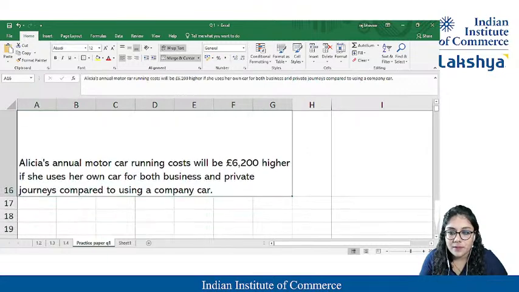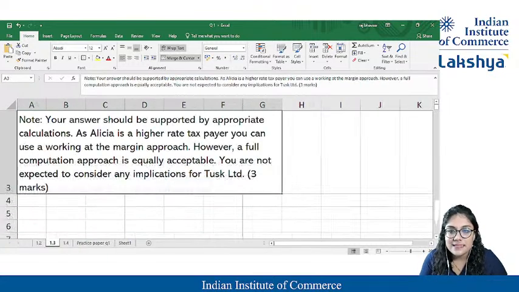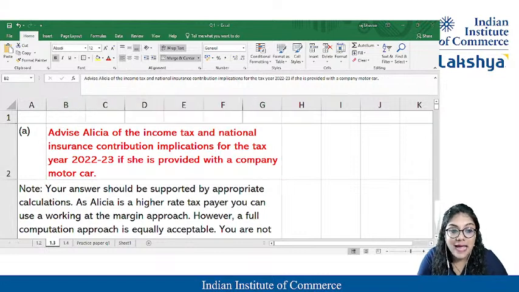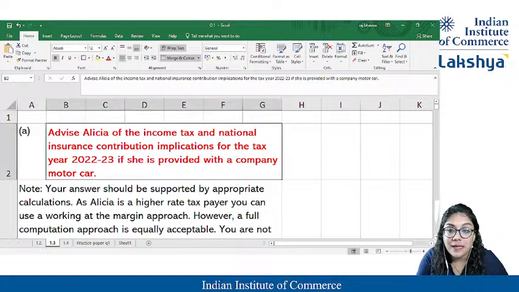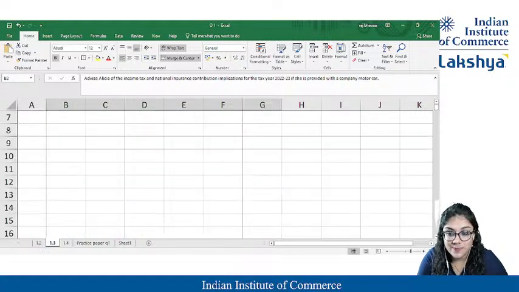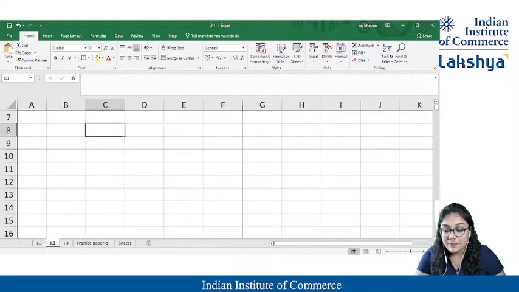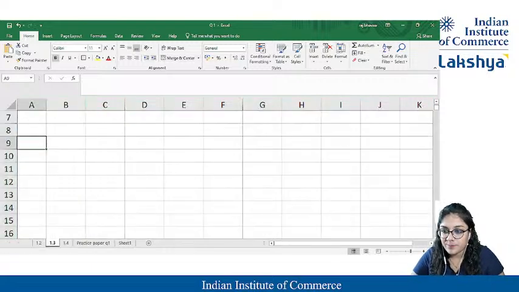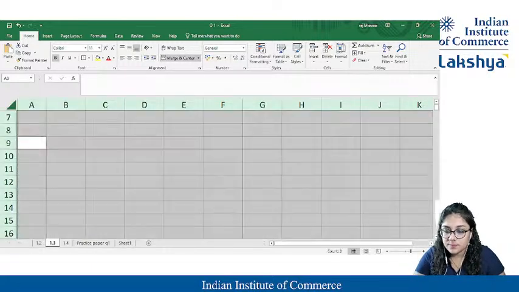Okay, cool. Now let us understand what if the tester is to advise Alicia of the income tax and the taxes. So first of all, what I will write, Alicia will be taxed with a car benefit, right? So Alicia has to pay tax on the benefit. So first, if I'm talking about the solution, I will write everything in blue color.